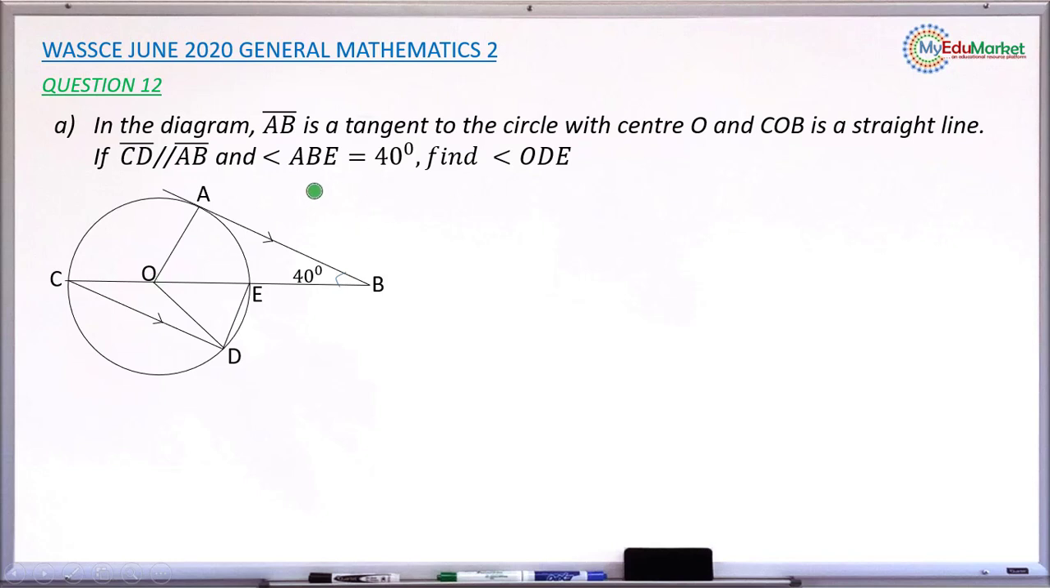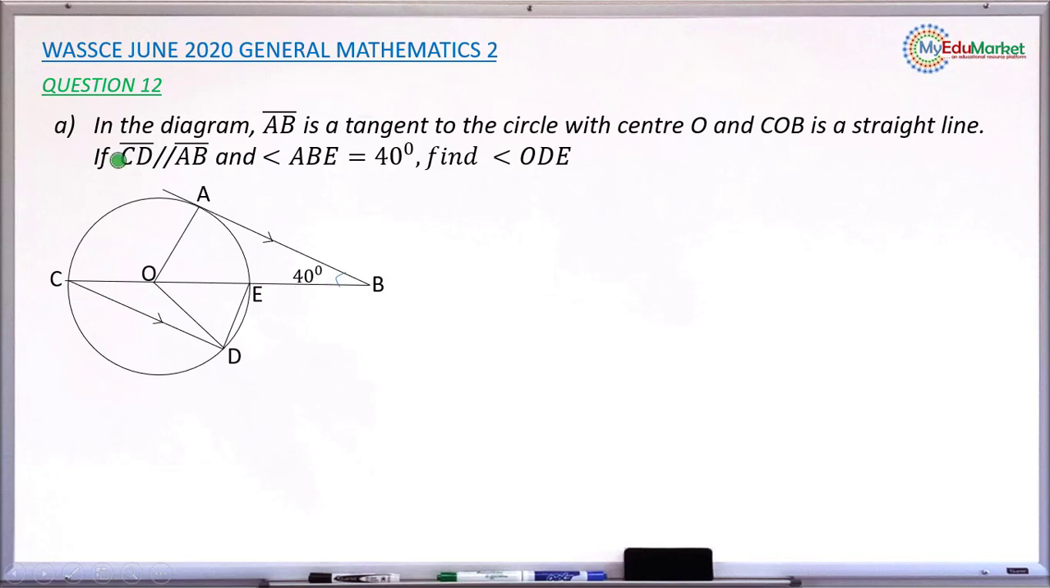So AB is a tangent, which means it's a straight line touching the circle at just one point. You can see here it is at the point A. The line AB is touching the circle. The question further says COB is a straight line. COB, this is a straight line.